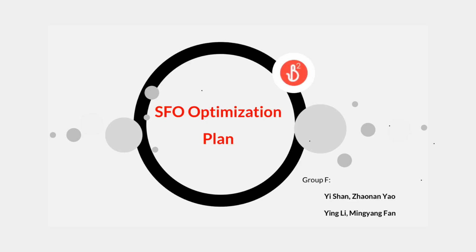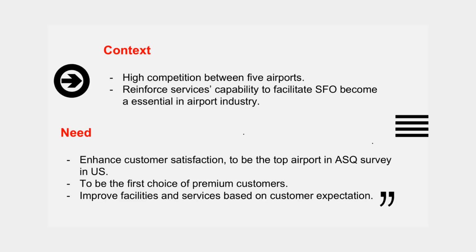So first, let's move back to the proposal of the SFO plan. We believe that SFO is facing a highly competitive environment because there are 5 airports in the San Francisco Bay Area. Customers can go to any airport they want or like. So we want to improve SFO service to help it become the top one and attract more customers. To achieve this, we need to do something first.